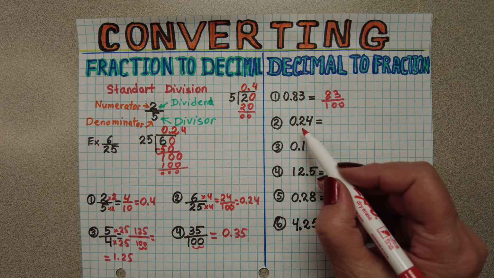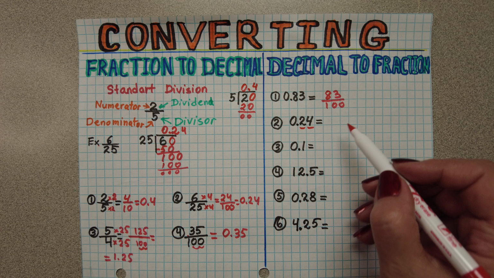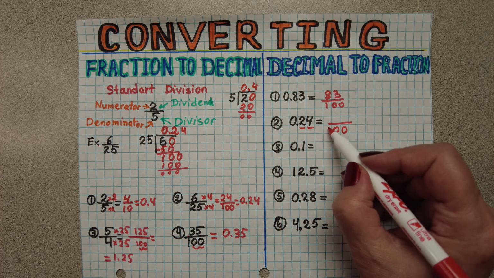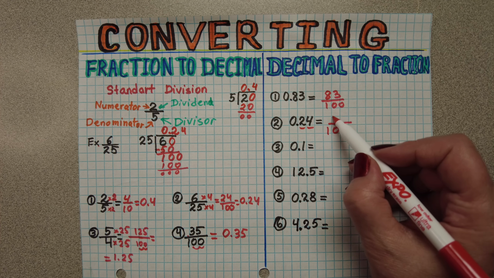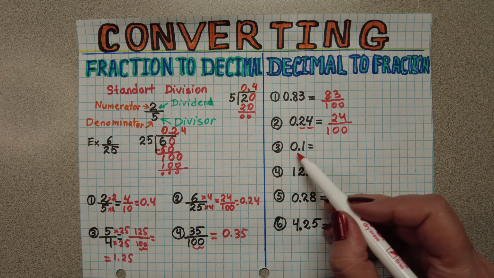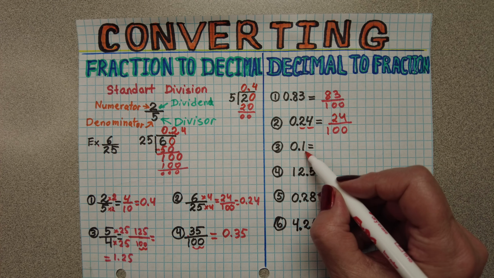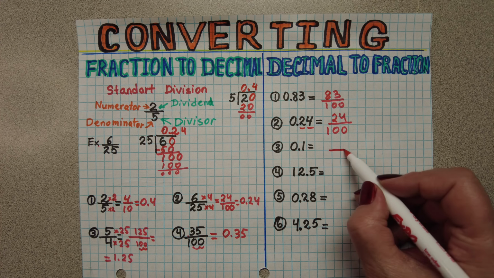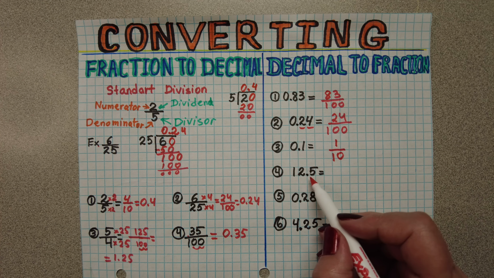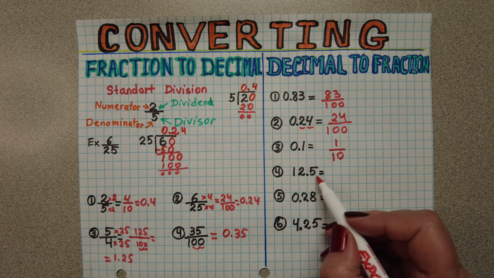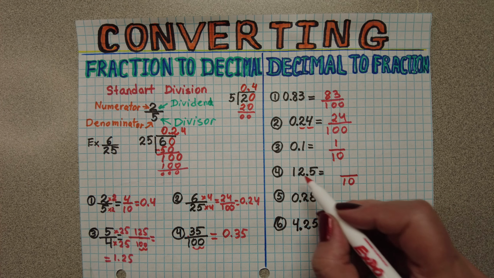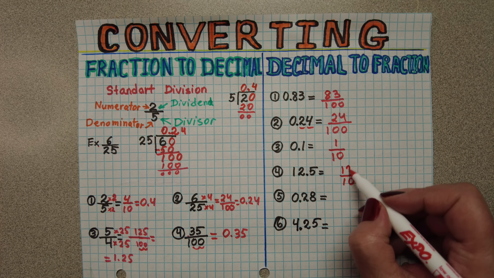Let's do this one. It has 2 digits, that means the denominator will have 2 zeros. Again, 1 here and on top 24. This one, we have 1 digit after the decimal sign, that means we will have 1 zero. 1 over 10. Here, same as here, we have 1 digit after the decimal sign, so it will be 10. On top, it will be 125.